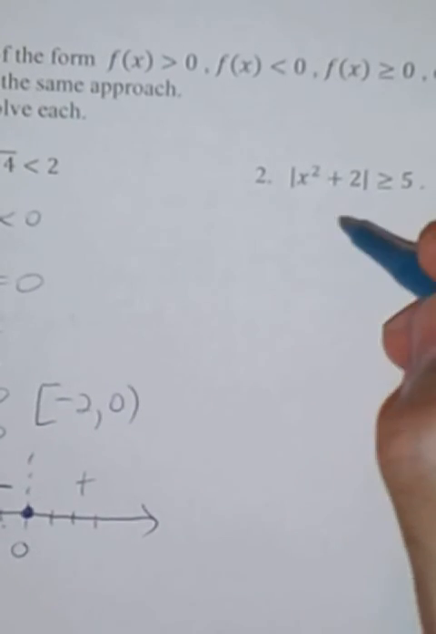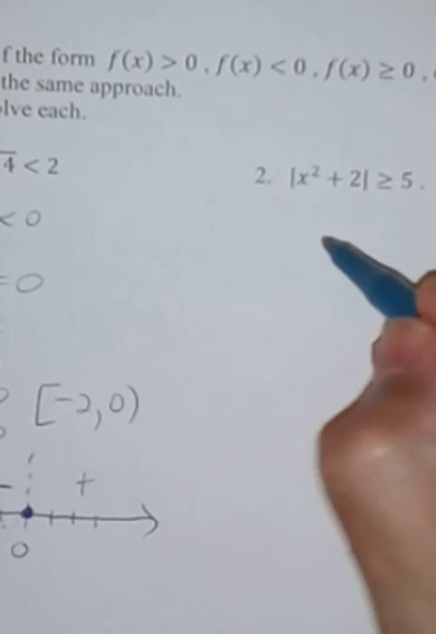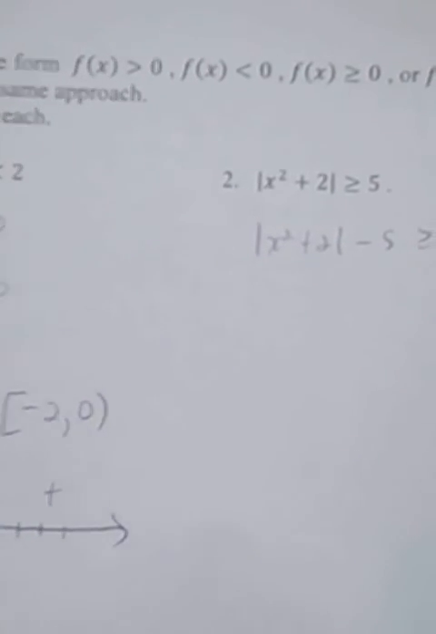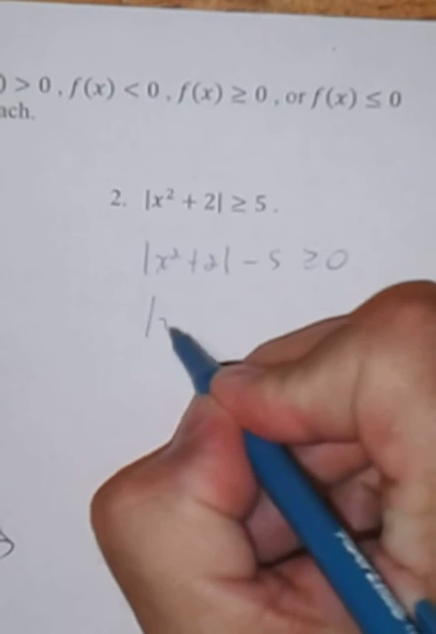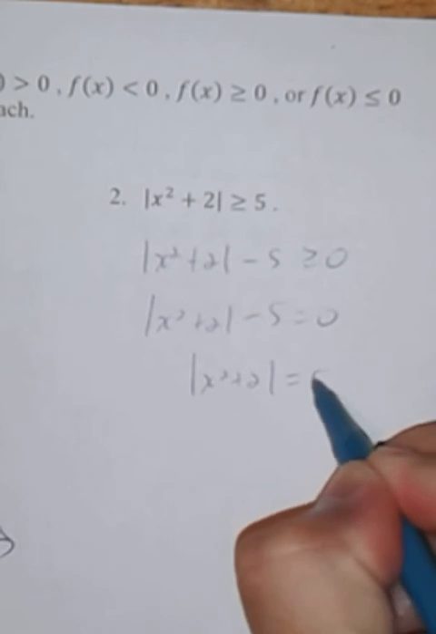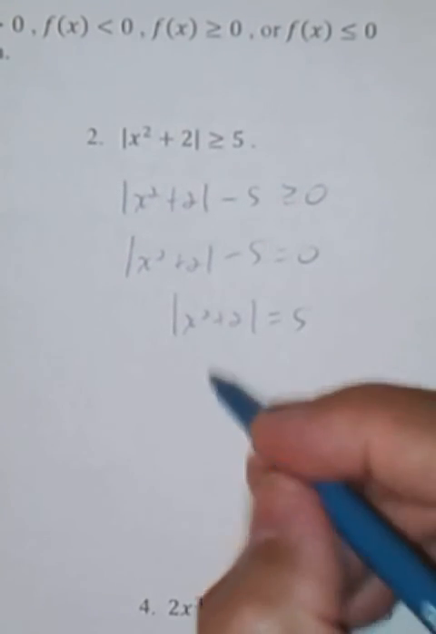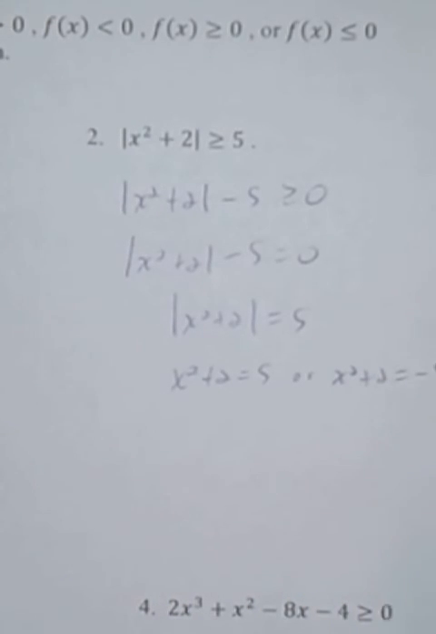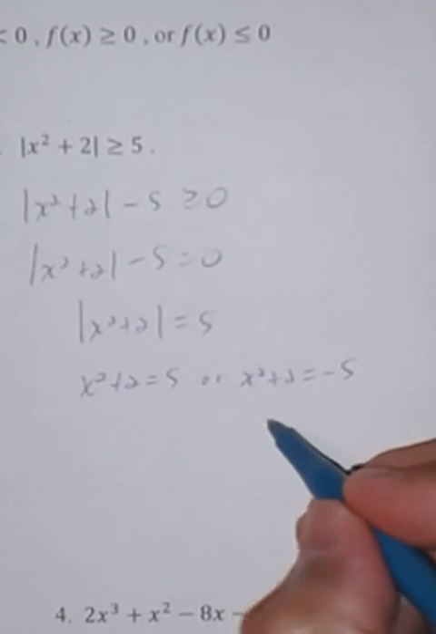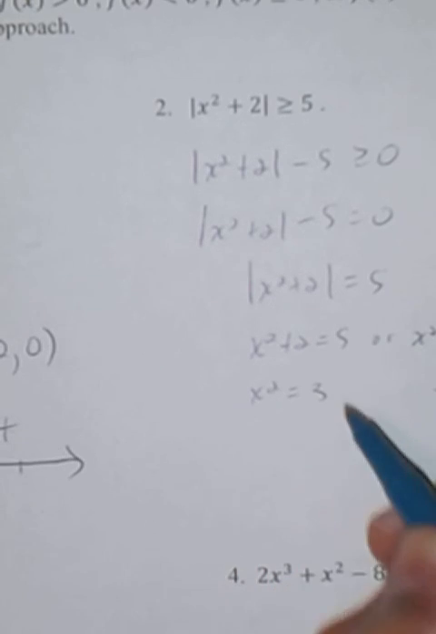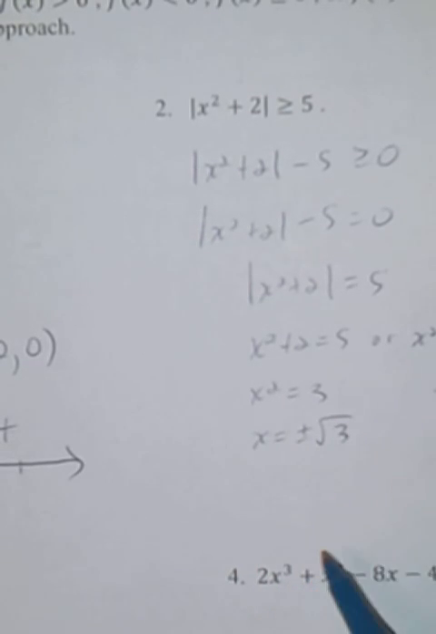Alright, and then the last one, absolute value of x squared plus 2 is going to equal to 5. So first I'm going to make it equal to 0 on the right hand side. I'm going to find the zeros. If you remember your absolute values, this means x squared plus 2 equals 5, or x squared plus 2 equals negative 5. If I try to solve this, if I subtract 2 here, I get x squared equals negative 7. That doesn't tell me anything. This one, x squared equals 3, so x is plus or minus square root of 3.